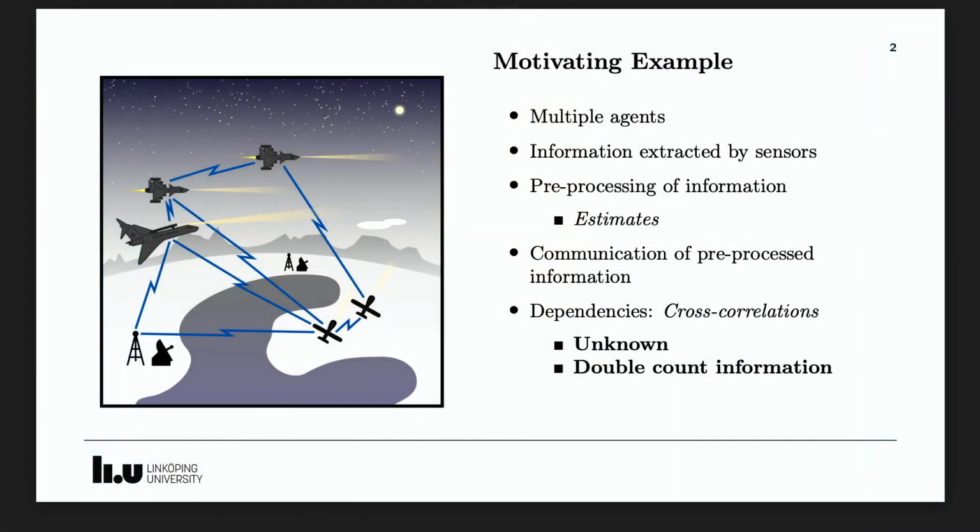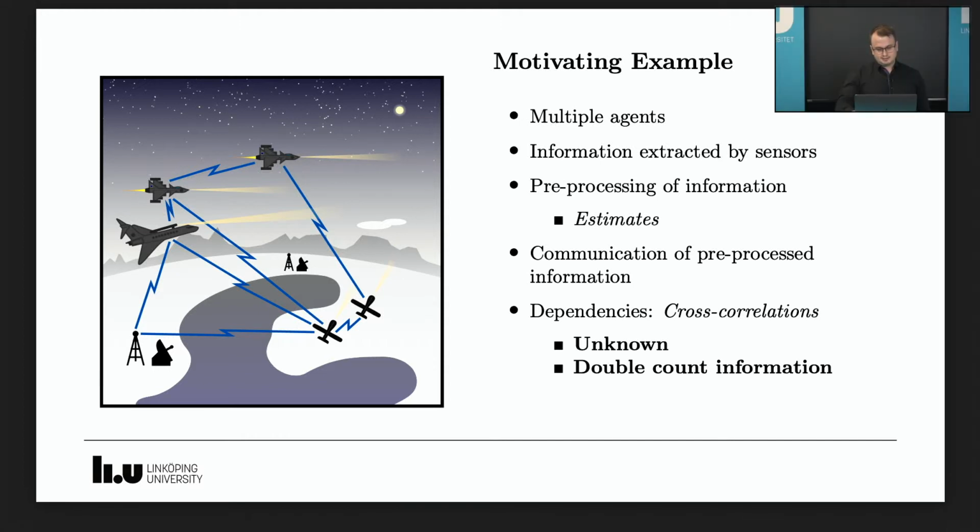So we start directly with a motivating example. If we look at this figure, we have multiple agents, where each agent has its own sensor. Measurements from the sensor are then pre-processed into what is called estimates, which contain both new and old information. These estimates are later exchanged using a data link, and both the pre-processing of information and the communication of estimates will induce dependencies between the estimates.